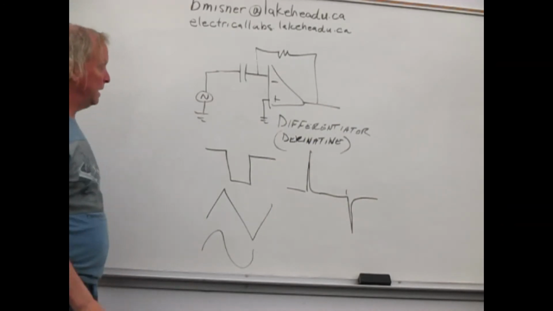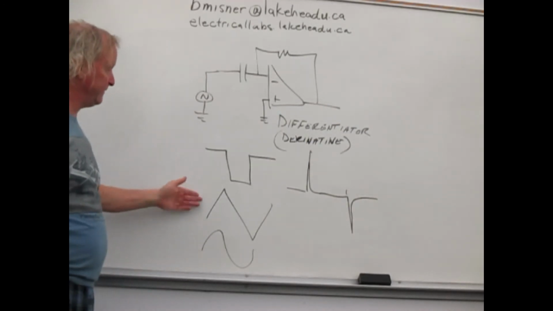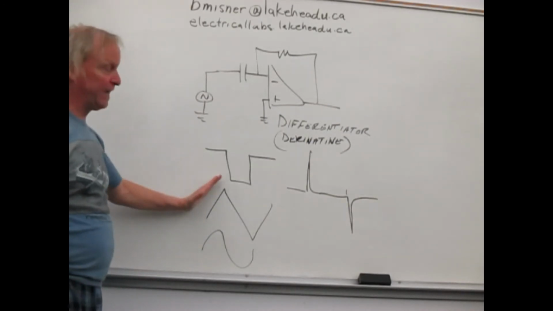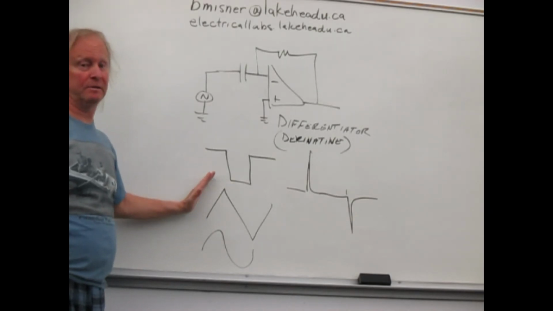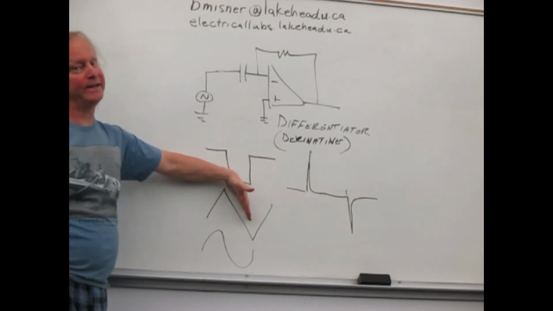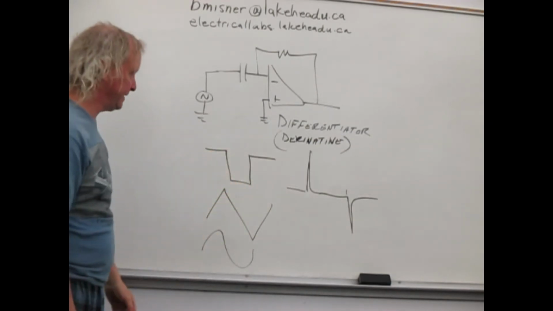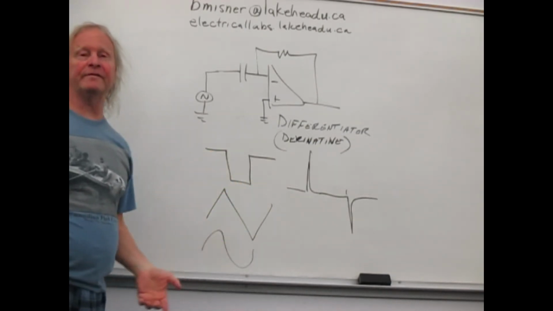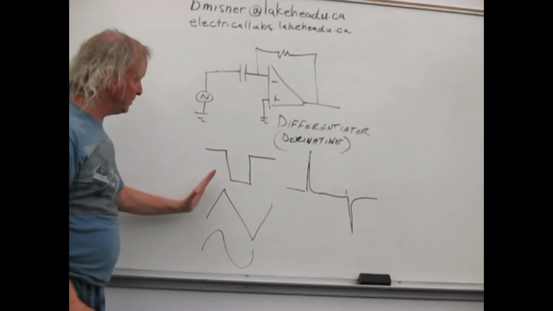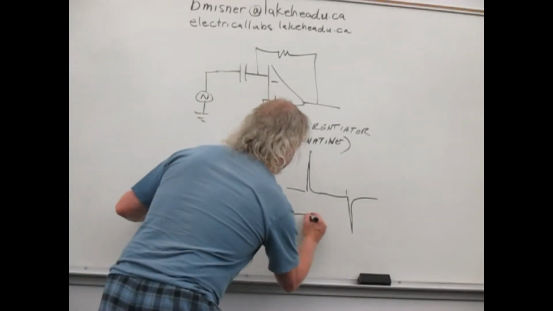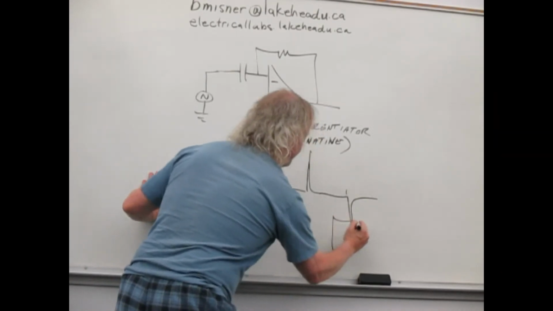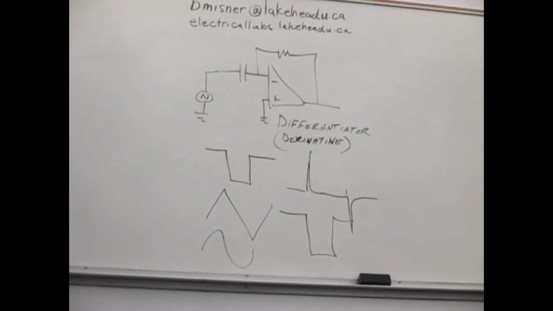Okay, so let's move to the triangle wave now. The rate of change of this: this is essentially mx plus b, and this is minus mx plus b, the negative slope. The derivative of that is just a constant, so a positive constant and a negative constant. So what we should get is a square wave out.